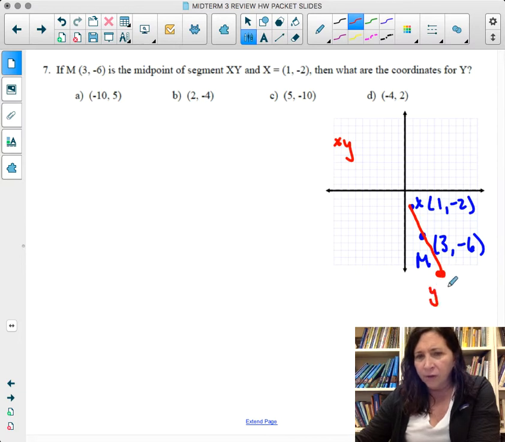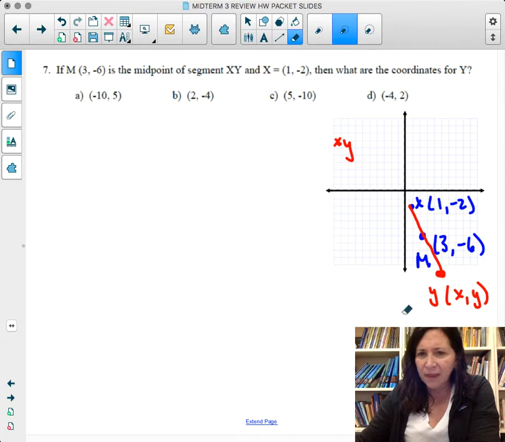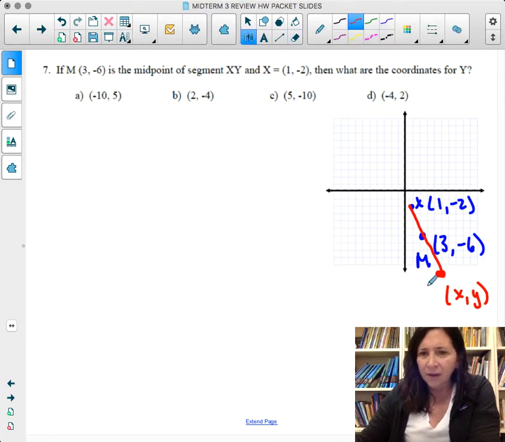And in order to find Y, which we don't know what that value is, we're just going to call it x1, y1, whatever you want to call that. Remember, because if M is the midpoint, Y has to be on the other side. And technically, this is a capital Y. So let me fix that for us.